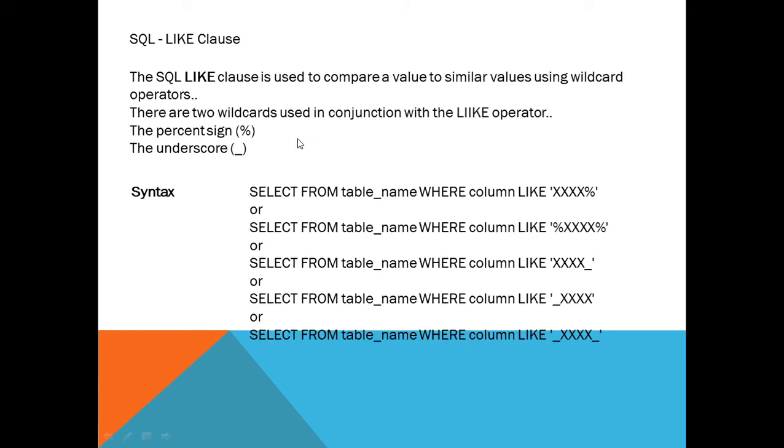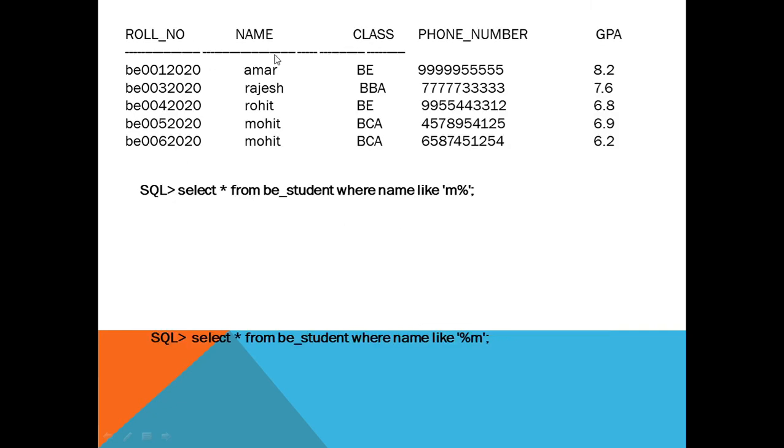Now, the SQL LIKE clause. The SQL LIKE clause is used to compare a value to similar values using wildcard operators. Now we use the percentage sign and the underscore sign. The syntax for using the LIKE clause is there. Now you can see an example. Suppose this is my B student table. These are the columns: roll number, name, class, phone number and GPA.